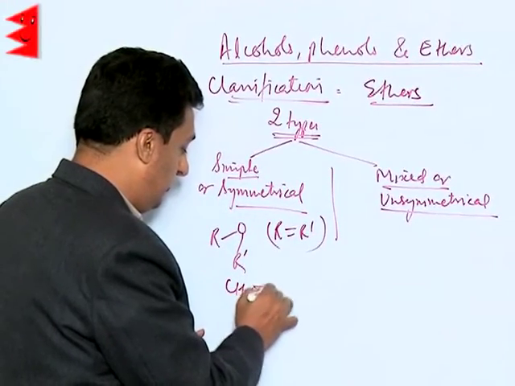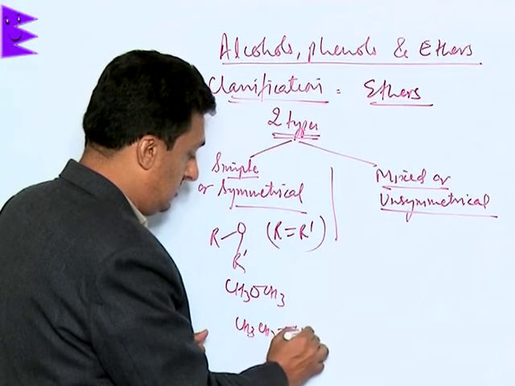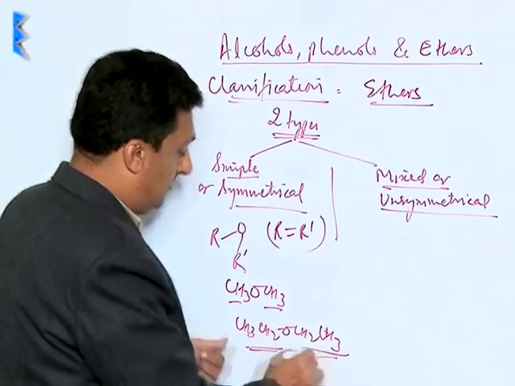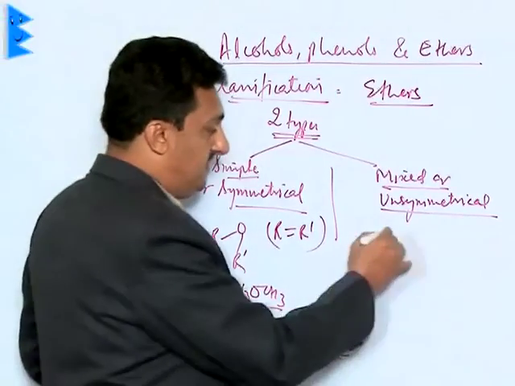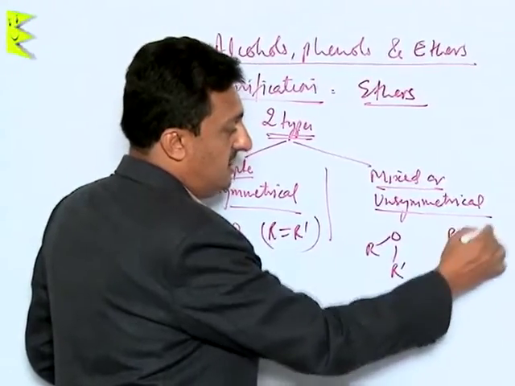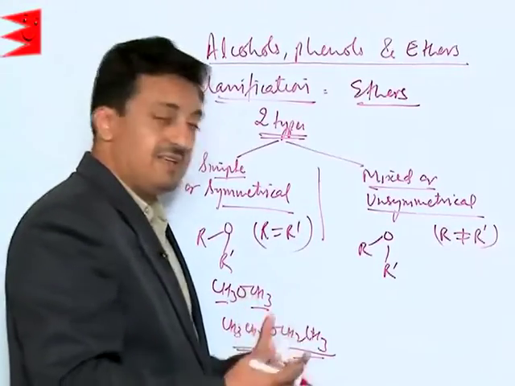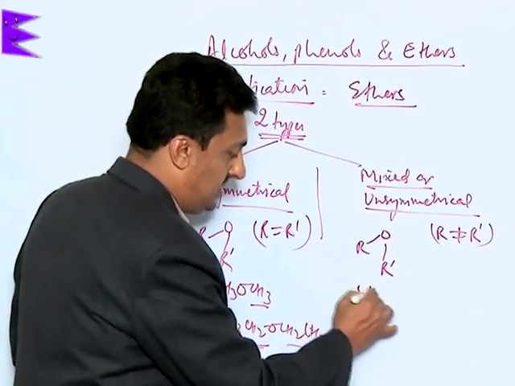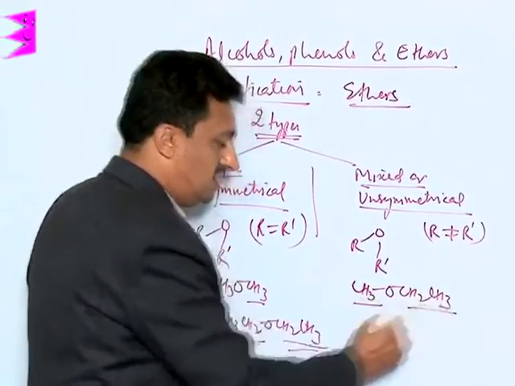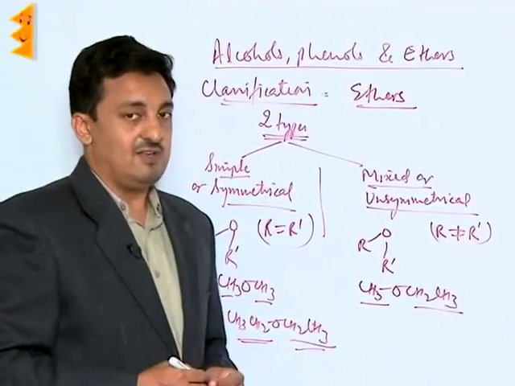Like we have CH3OCH3, dimethyl ether, or diethyl ether. So you can see that here both sides have the same number of carbon atoms in the chains. And when R is not equal to R dash, that means both the alkyl chains are not equal, they are not similar, we call them mixed or unsymmetrical ether. So it can be like this, put in a very simple way. One side has a one carbon chain, the other has a two carbon chain. So this is how we classify them as simple or mixed, symmetrical or unsymmetrical.